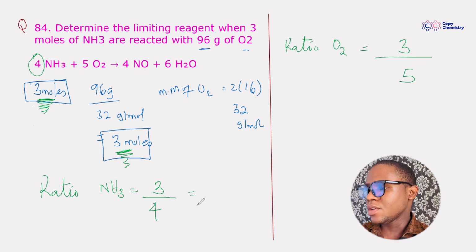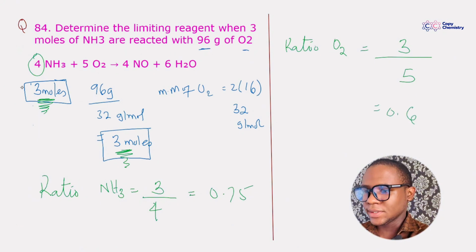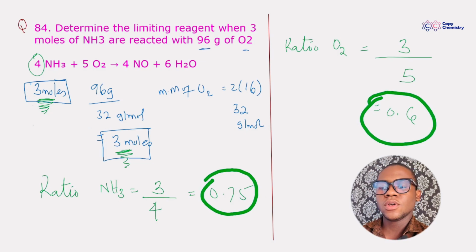So you evaluate 3 over 4 and you evaluate 3 over 5. Then you can judge between this and this. Which is the smaller one? Look at it very well. Which is the smaller one there? 0.75 or 0.6? Yeah, 0.6. Good. So 0.6 being the smaller one here would just mean that oxygen is our limiting reagent. That's it. Determine the limiting reagent: oxygen.